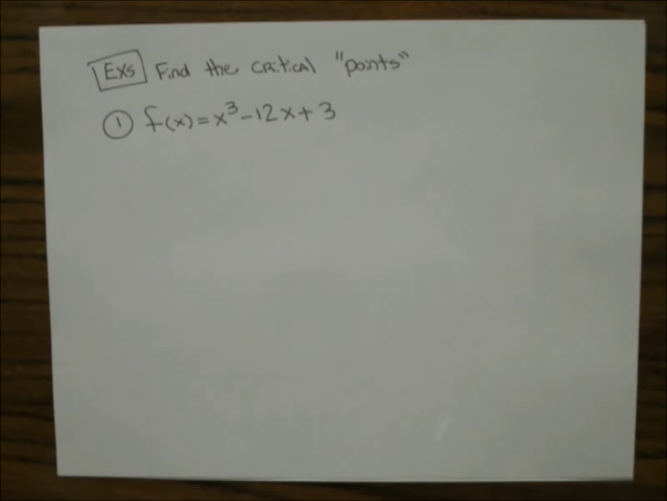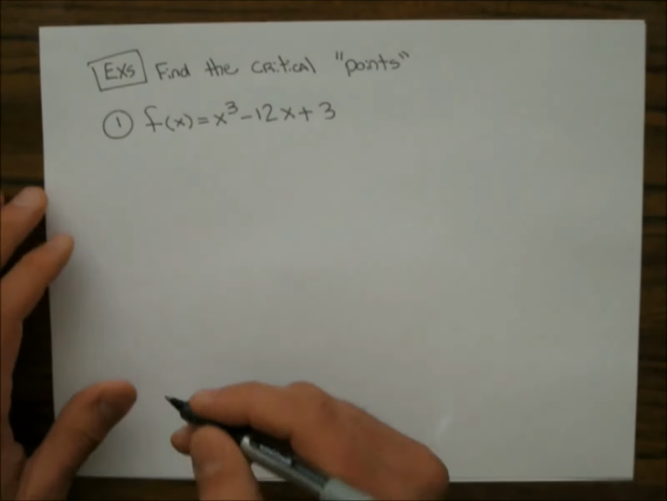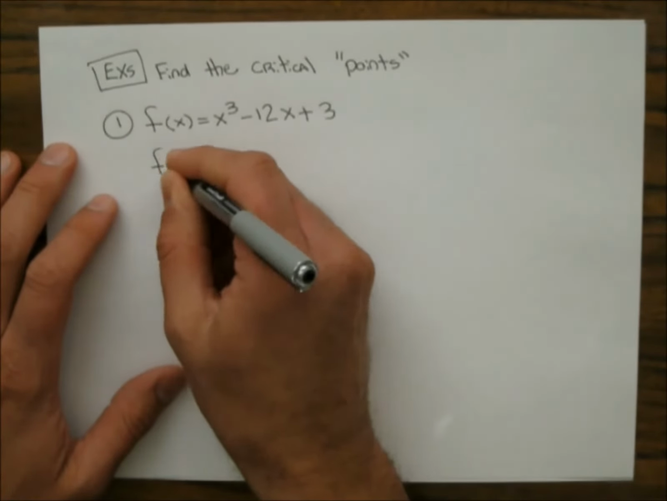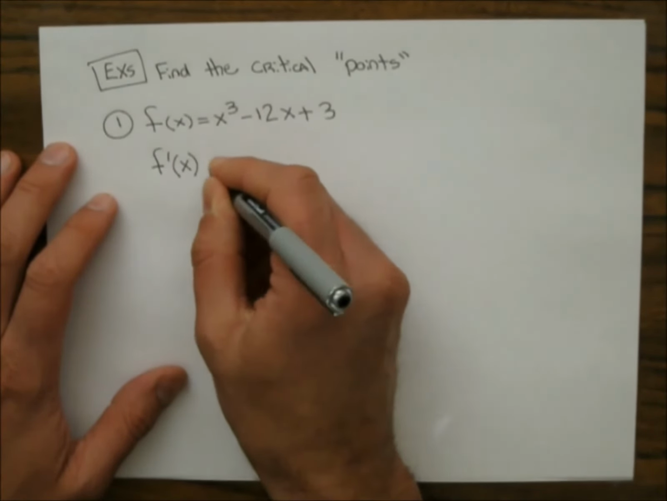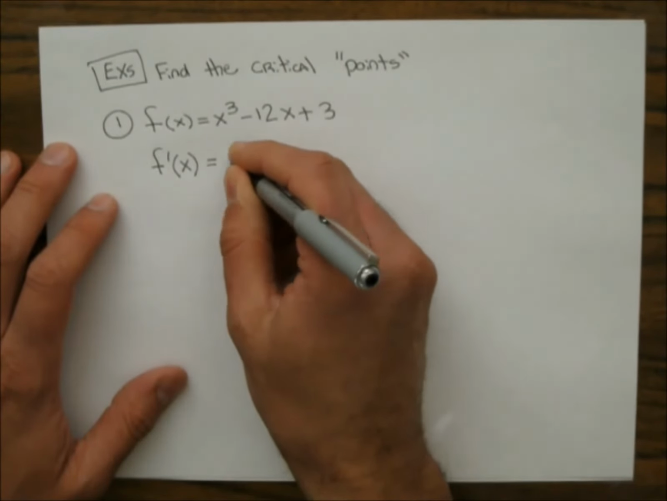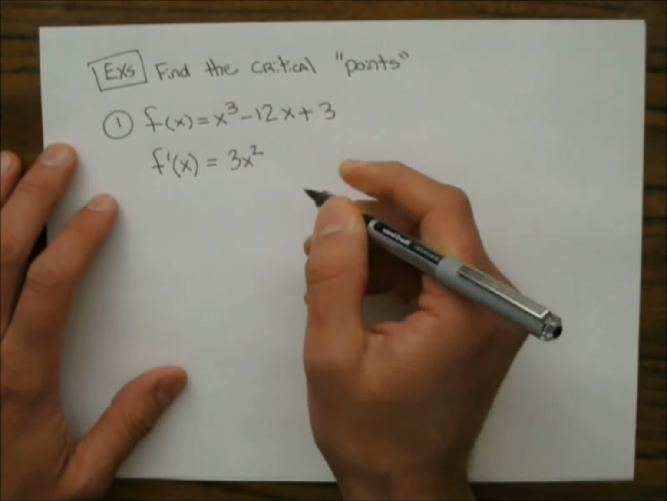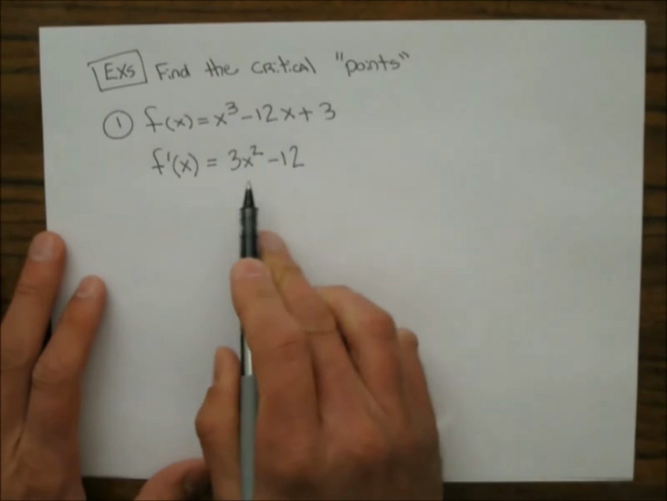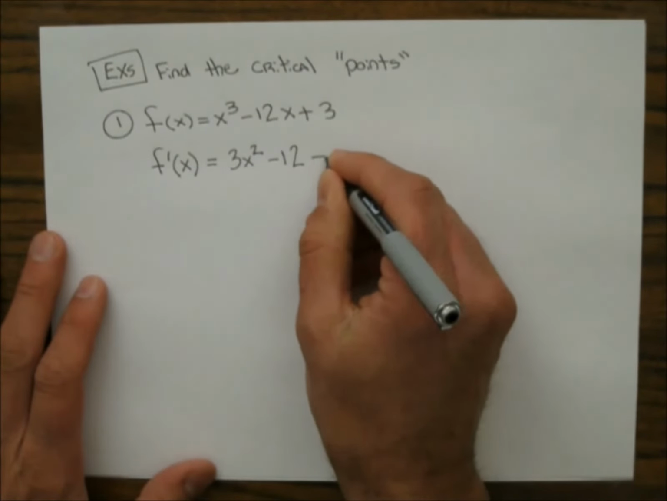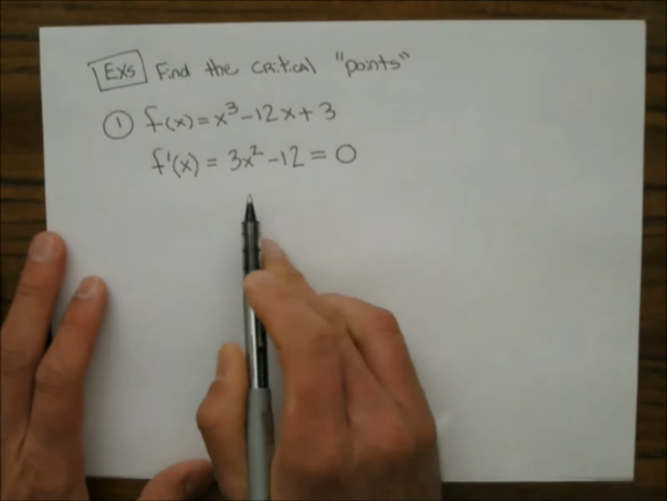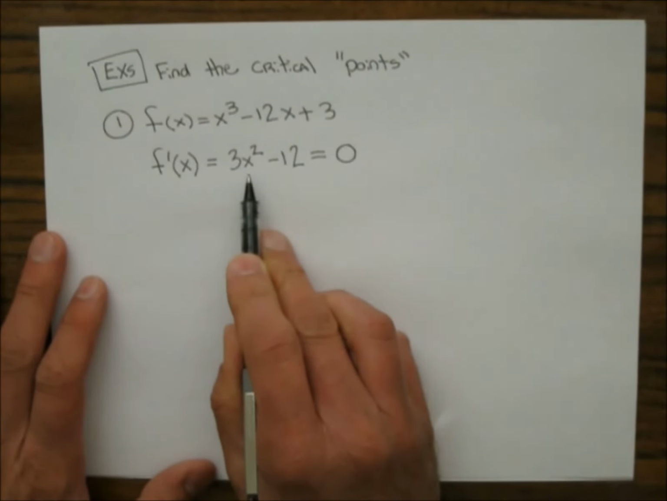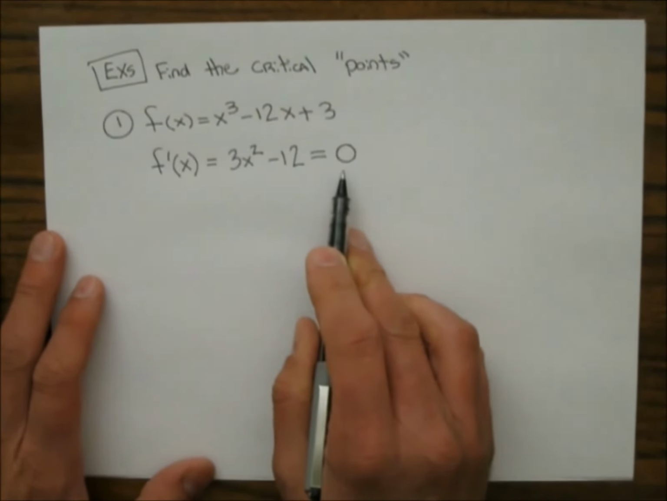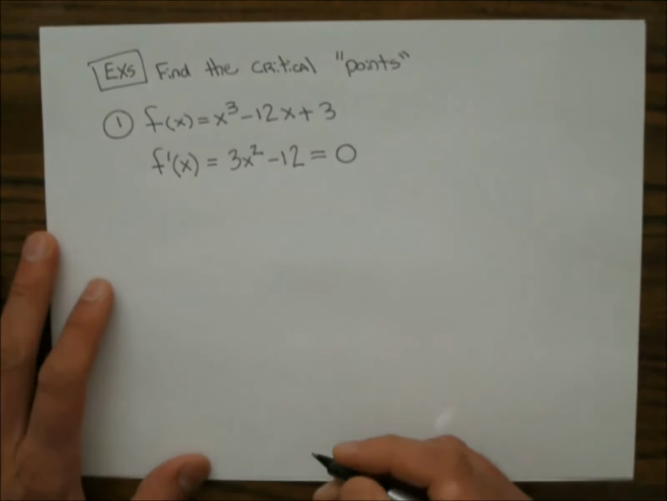The critical points, once again, it's where the derivative is 0 or the derivative does not exist. Let's go ahead and compute the derivative. So the derivative is 3x squared minus 12 plus 0. So to find the critical points of something like this, we set it equal to 0. Now this guy's defined everywhere for all real numbers, so we're only going to set this thing equal to 0, and that's how we're going to find these critical points.